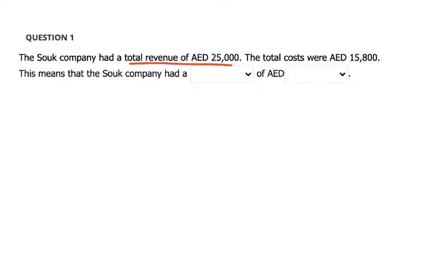Okay, let's start off with just a basic question to go over the ideas. It says the revenue was $25,000. It means the company collected $25,000 from sales. However, the costs were $15,800. And they are asking us, is this profit, is this loss, is this break even? So really what they're asking is, tell me about the net income.